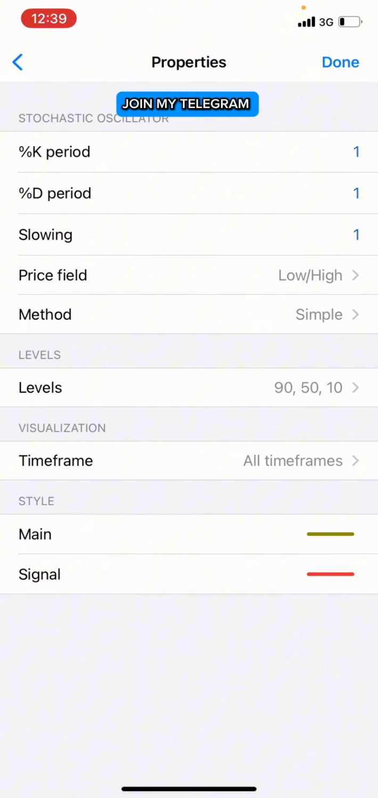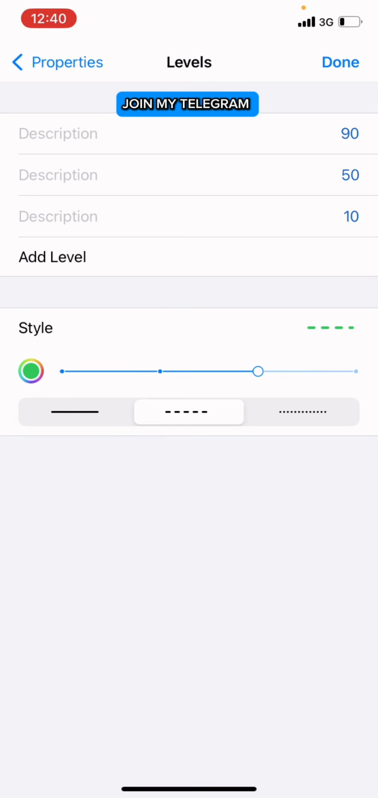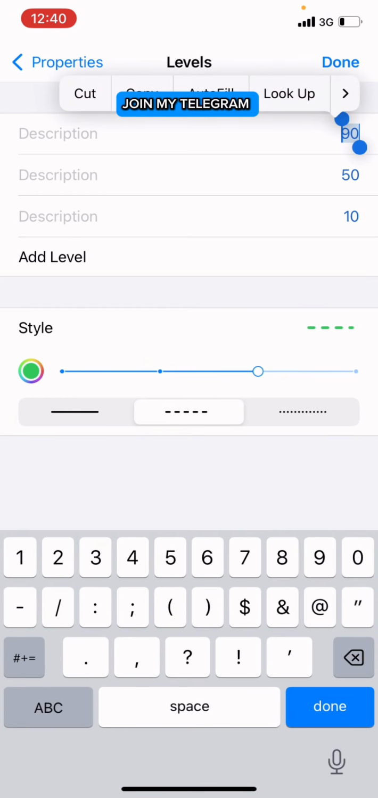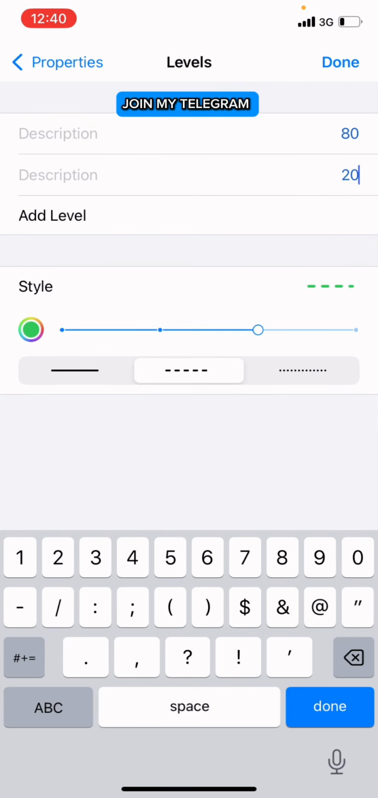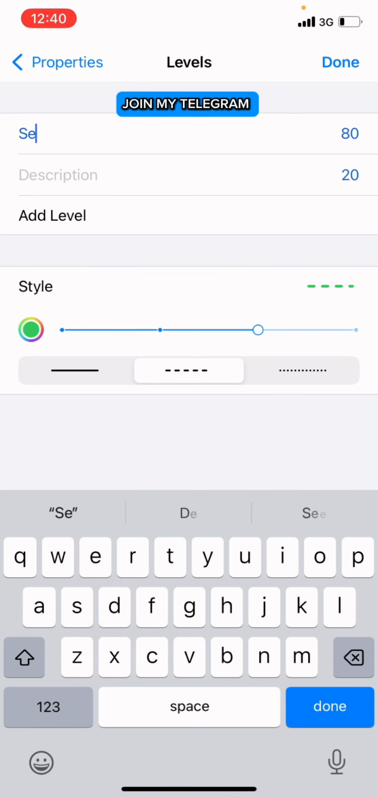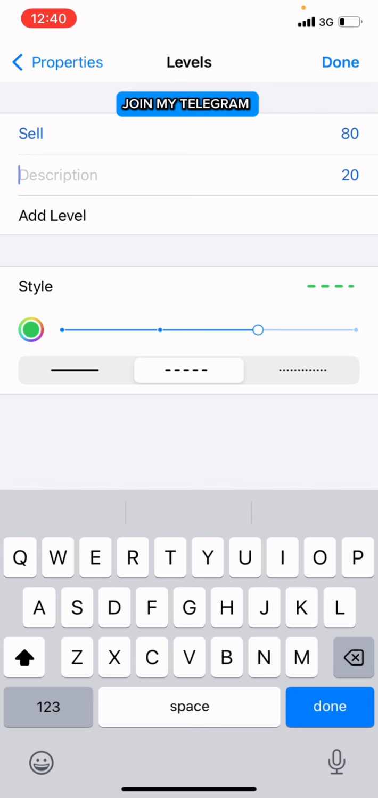Then for the levels, I'm going to add here level 80, and here level 20, just 2 levels. Then for the level 80, you add sell. For this point here, you add buy.